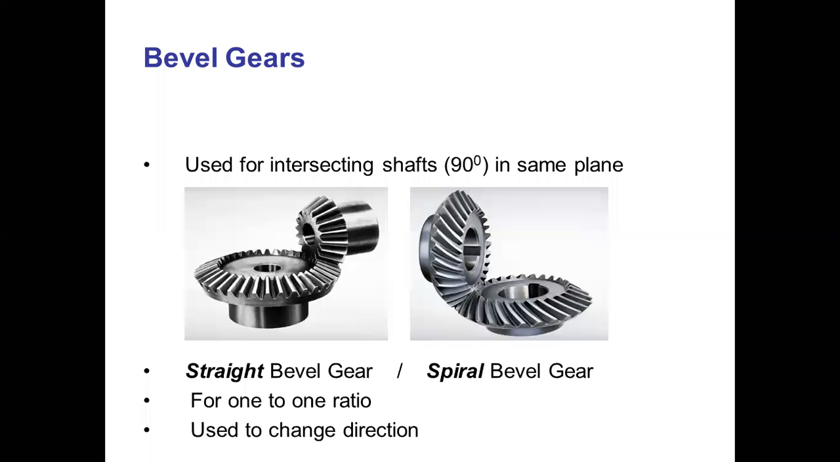Then what are the disadvantages of the bevel gear? The disadvantage of the bevel gear is that it is difficult to manufacture. If we see this image, to manufacture such a type of gear is difficult, and due to the difficulty in manufacturing, the cost of the bevel gear is high as compared to other gears. These are the two disadvantages of the bevel gear.